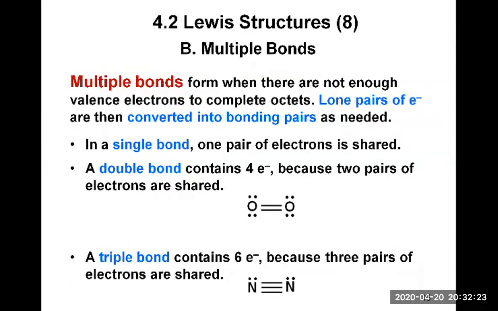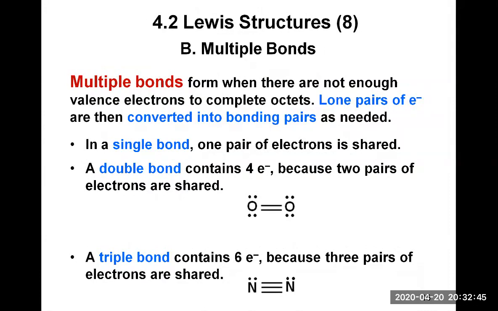So we will continue with section 4.2 and part B. Part B involves multiple bonds. Multiple bonds form when there are not enough valence electrons to complete octets. Lone pairs of electrons are then converted into bonding pairs as needed.